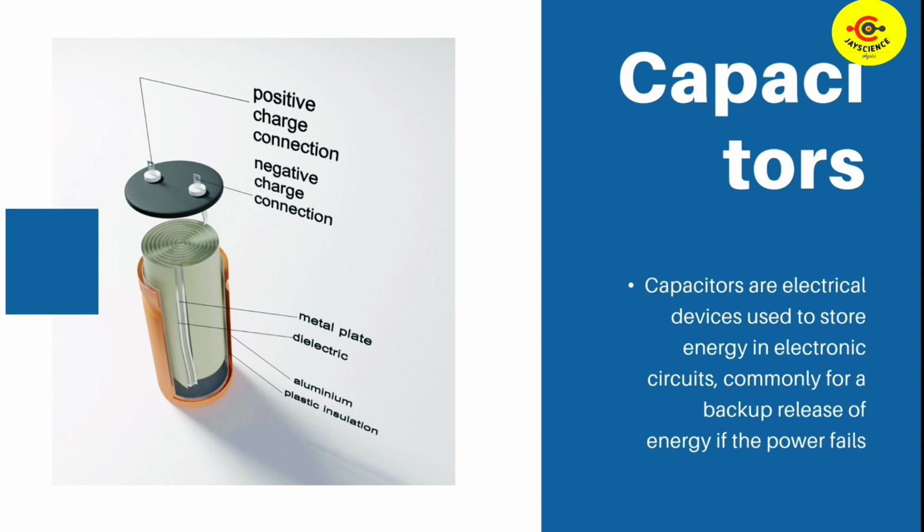When we say dielectric, we're talking about substances that are poor conductors of electricity, but they've got a good support of electric fields. Now, what that does is it actually helps the charges. It makes sure that the charges do not flow freely between the plates. You've got the positive charge connection, the negative charge connection, the metal plates, the dielectric, the aluminium, and the plastic insulation, just for the storage of the energy in the place.